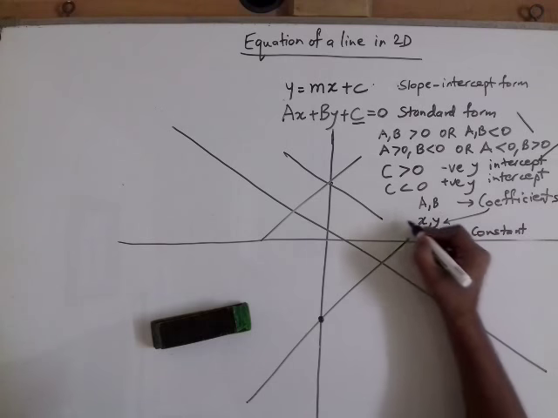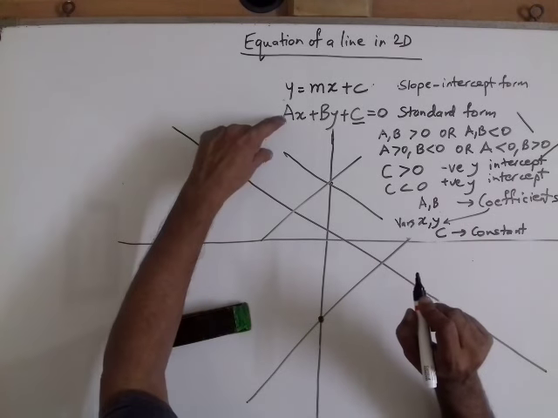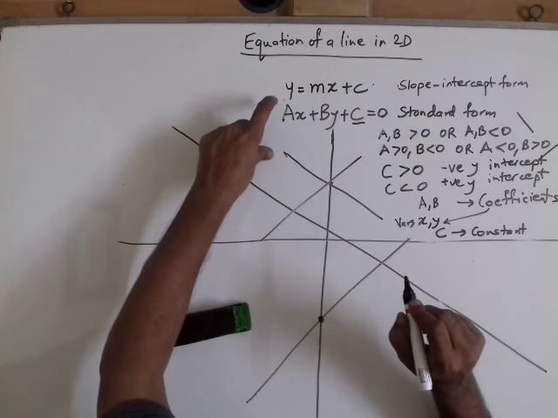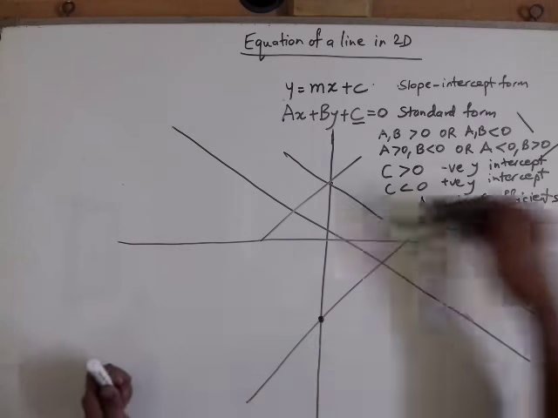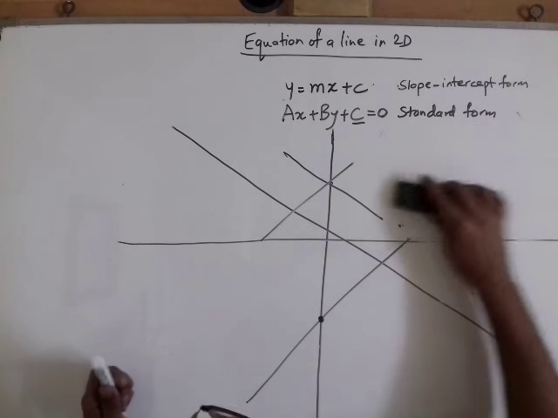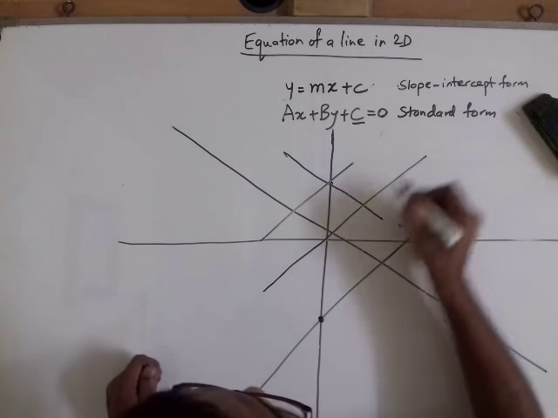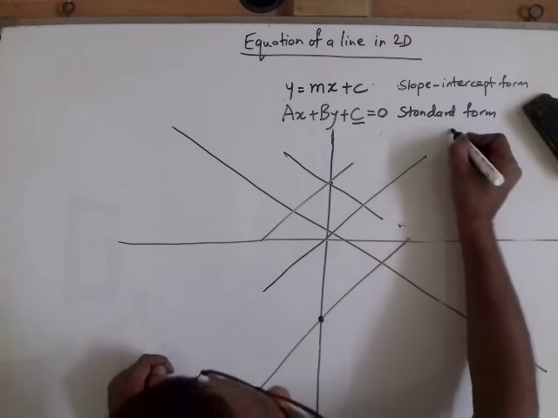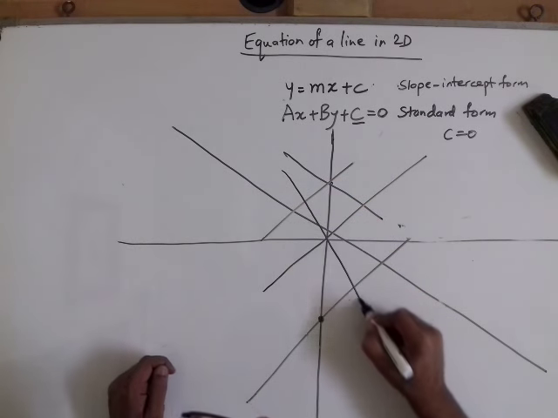Coefficients of these variables and C is the constant. And these three together decide how the line will be shaped. The one case that we missed in both cases is lines that pass through the origin. In both cases it's quite simple. If C is equal to 0 in either case, the line is going to pass through the origin.